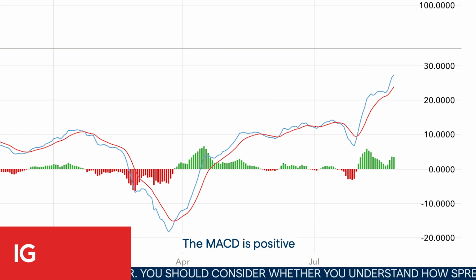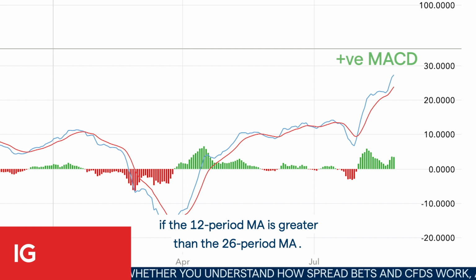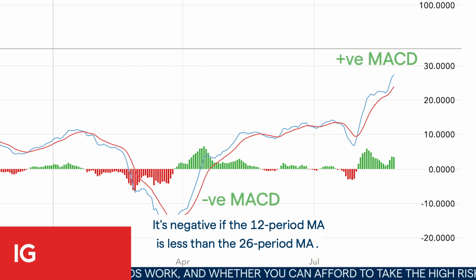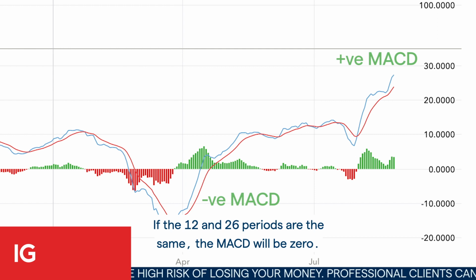The MACD is positive if the 12-period MA is greater than the 26-period MA. It's negative if the 12-period MA is less than the 26-period MA. If the 12 and 26 periods are the same, the MACD will be 0.